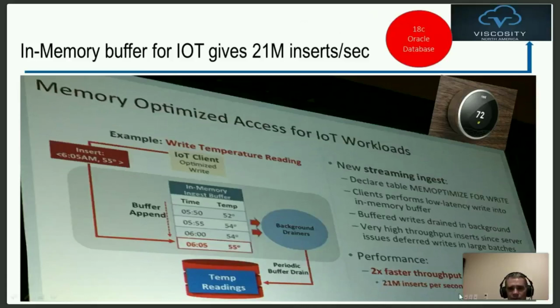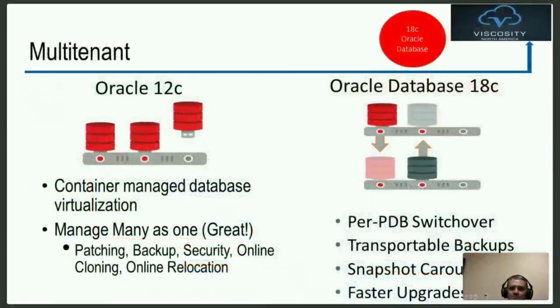So 21 million inserts in a second on a 2-socket server. Gives you a feel for how fast this is getting. And the way they're doing this is putting it into a memory buffer, and then they have these background drainers that drain it. They're putting it in there.